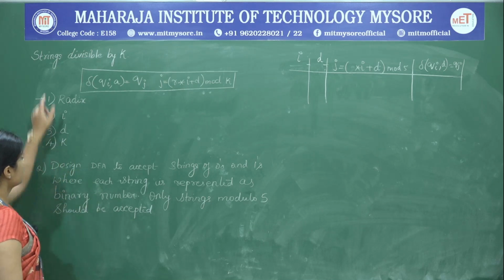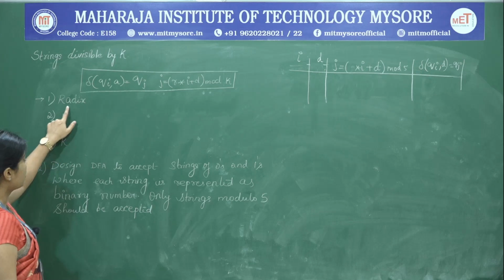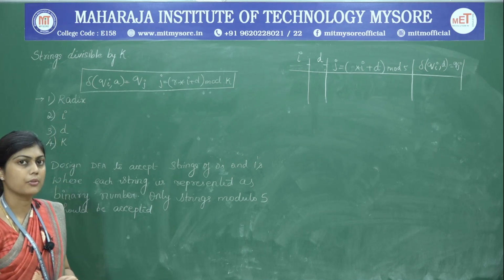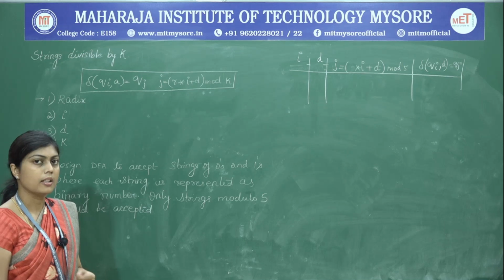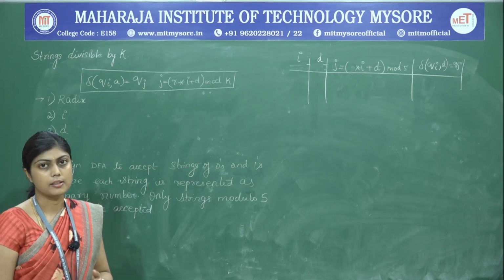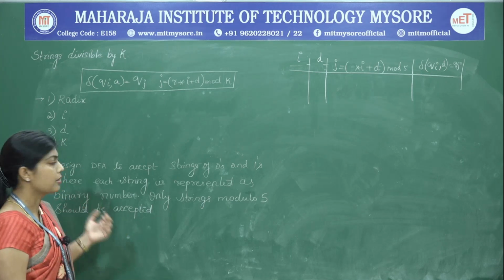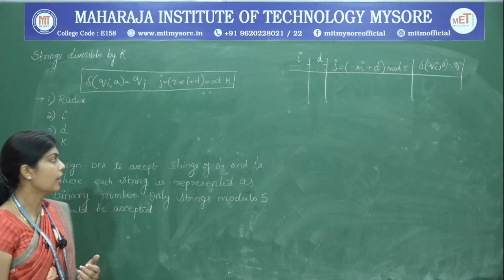So, strings divisible by k. First of all, we have to identify the radix. The radix is nothing but the base of the number which you are trying to accept. In case it is a binary number, then the radix is going to be 2, and in case it is a decimal number, the radix is going to be 10.